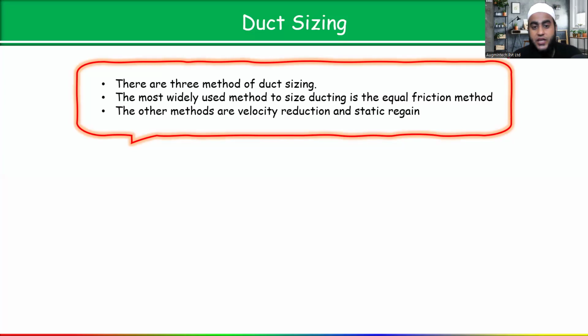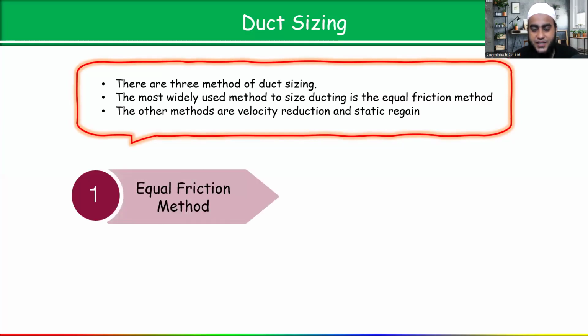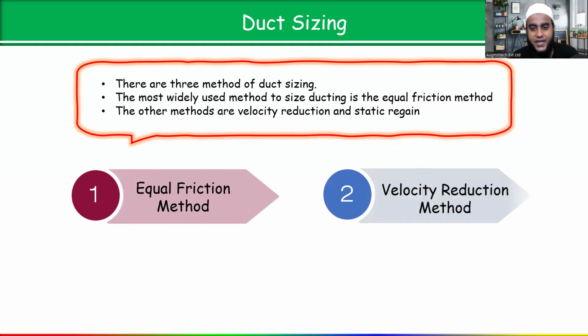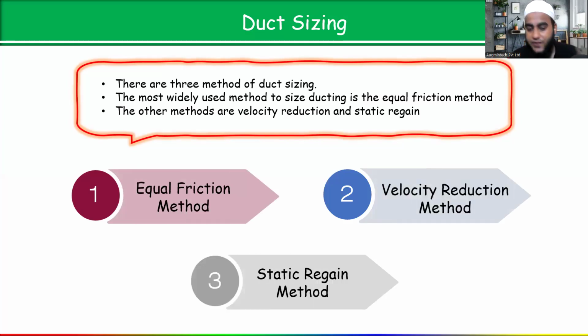Okay, so the other methods are velocity reduction and static regain method. Let me ask all of you: what are the three methods of duct sizing? First is the equal friction method, second is the velocity reduction method, and third is the static regain method. First, I will explain how we have to size the duct by using the equal friction method.